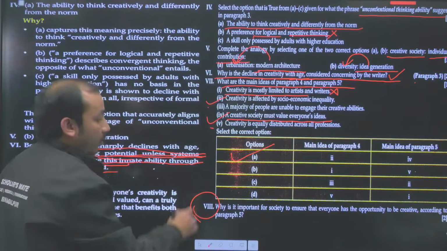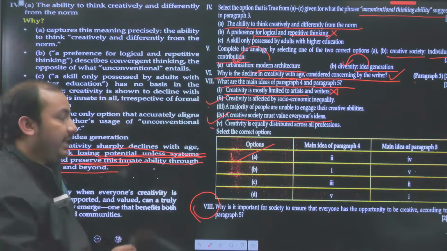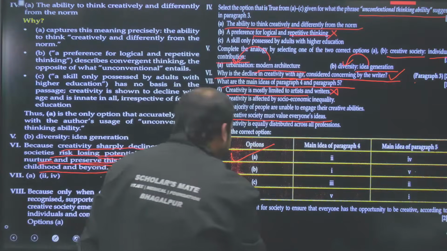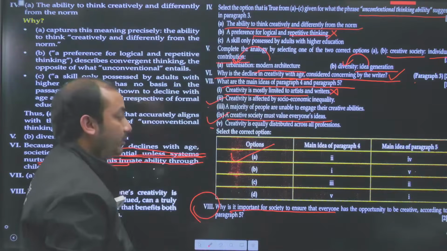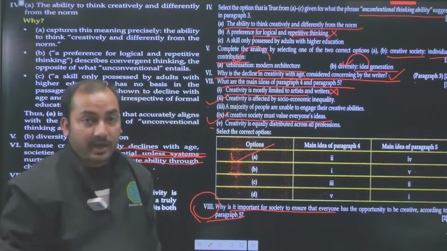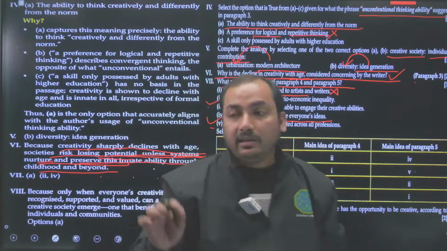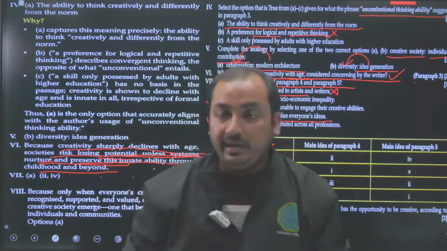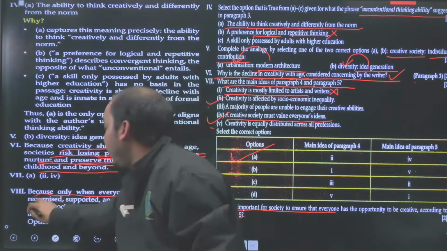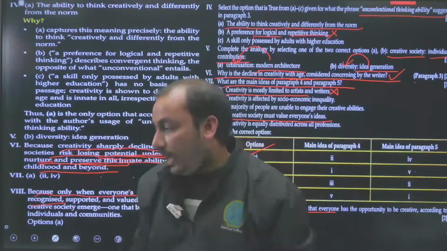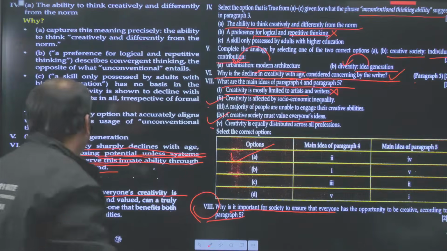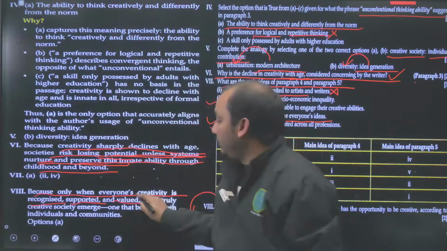Question number 8. Why is it important for society to ensure that everyone has the opportunity to be creative, according to paragraph 5? Here in paragraph 5, the author says that society never supports those who are creative. So the correct answer is: because only when everyone's creativity is recognized, supported and valued. It means we have to motivate them, promote their ideas, and give them value.